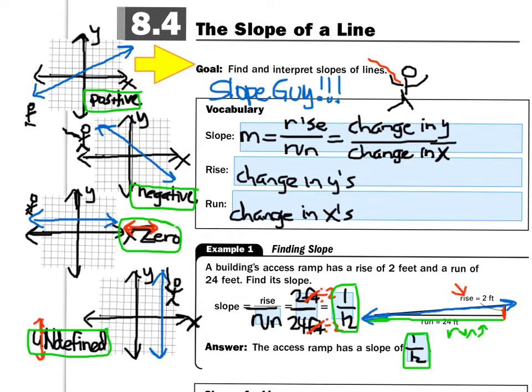Okay, so take a look over here at example 1, finding the slope. It said a building's access ramp has a rise of 2 feet and a run of 24 feet. Find its slope. So remember, the definition of slope is rise over run. So they told us it had a rise of 2 feet, so put 2 feet on top, and a run of 24 feet, so put that on the bottom. Now remember, the labels cancel, and then with the numbers, we want to divide both the top and the bottom by 2 to get 1 over 12. So the slope is 1 over 12.